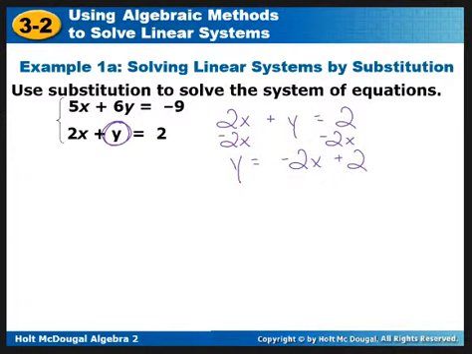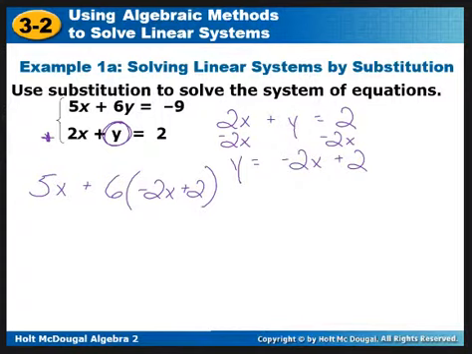Now we started with the bottom equation, so we're going to take what we just found that represents y and fill it in for y in the top equation. So I'm going to rewrite that top equation: 5x plus, in place of the y, we're going to put negative 2x plus 2, and that's still supposed to be equal to negative 9. Again, we filled in for y. Now we have all x's in that particular equation.